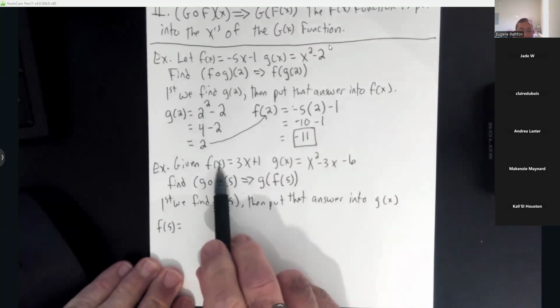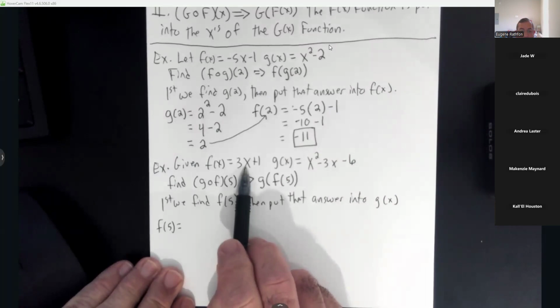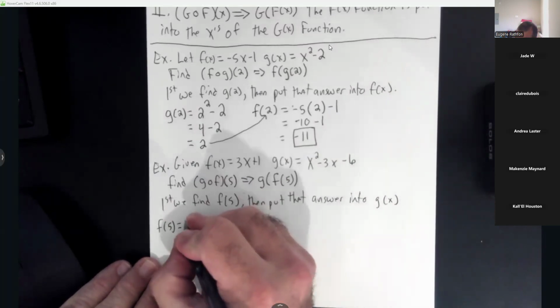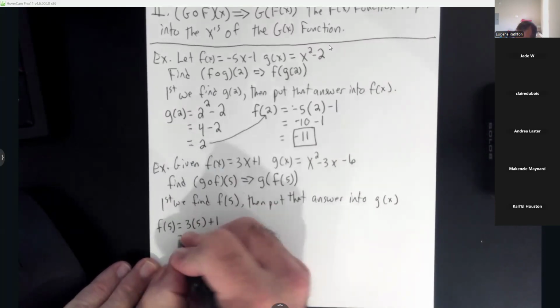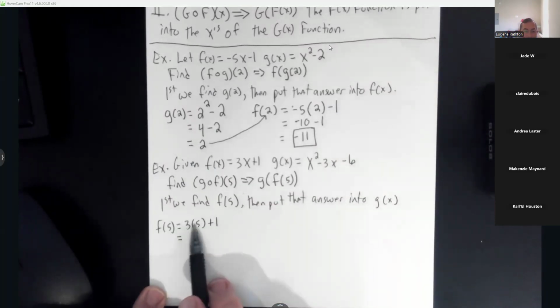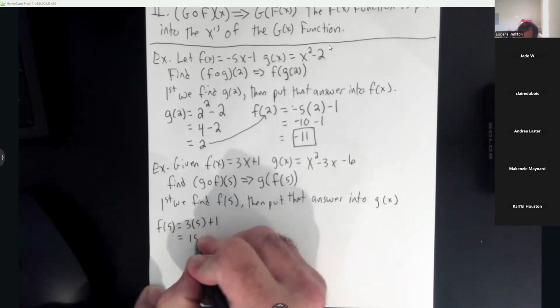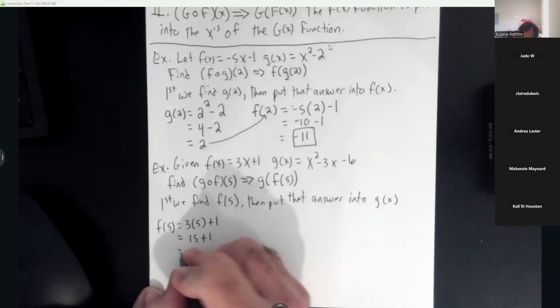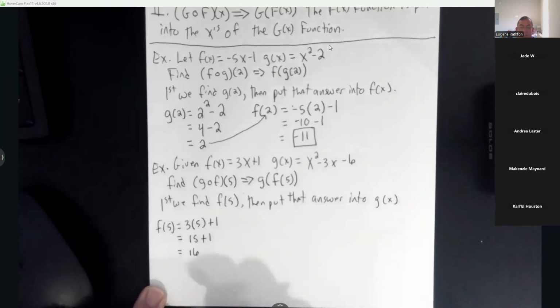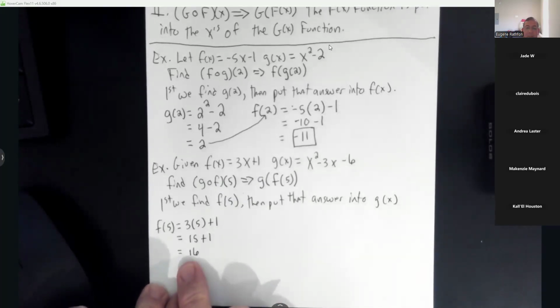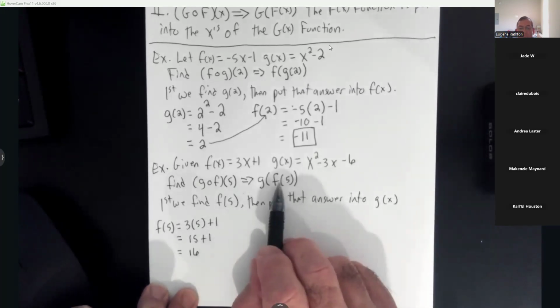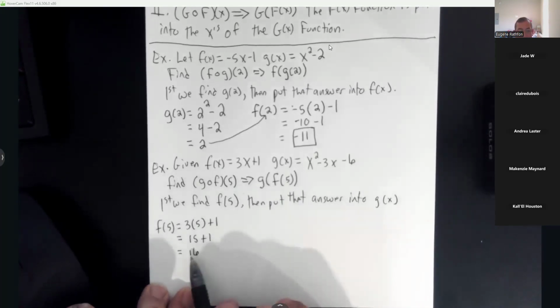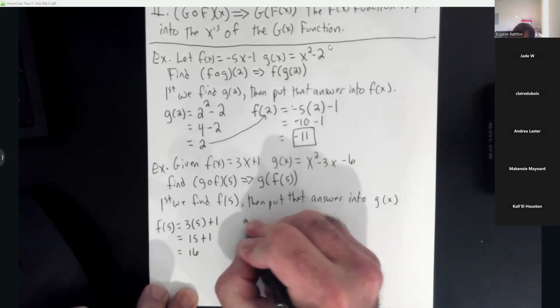Well, f of 5 is going to equal this f function and put a 5 in for that x. So that'll be 3 times 5 plus 1. All right, order of operations, I multiply before I add. So 3 times 5 will give us a 15 plus 1, which equals 16. So since f of 5 was 16, we're now going to find g of that 16.